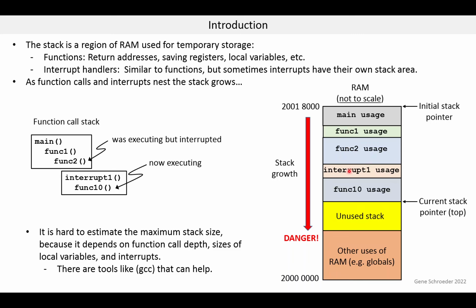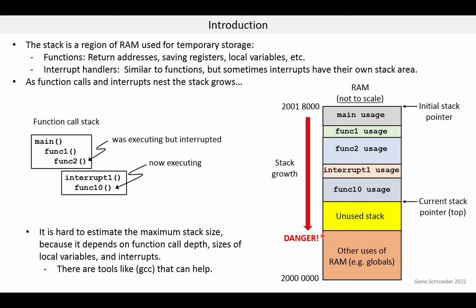Now when an interrupt occurs, the interrupt handler needs stack as well, including the functions that the interrupt handler calls, like func10 in this case. And here you see we have some unused stack space. We need to have some spare. And beyond this, we have other users of RAM, like global variables or the heap.